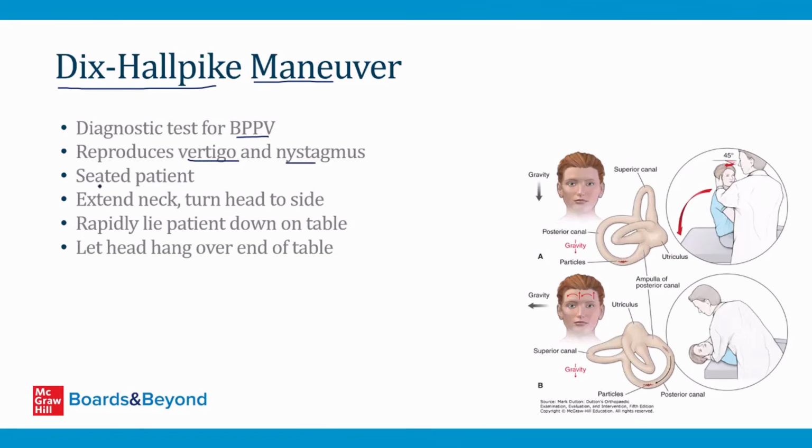So you start with the patient seated, just like what's shown here in the top panel. You assist the patient in extending their neck and turning it to the side, and then you rapidly lie the patient down on the table and you let their head hang over the end of the table. And that's what's shown here in the bottom panel. The examiner has helped the patient to lie down and their head is now hanging off the edge of the table, turned slightly to one side.